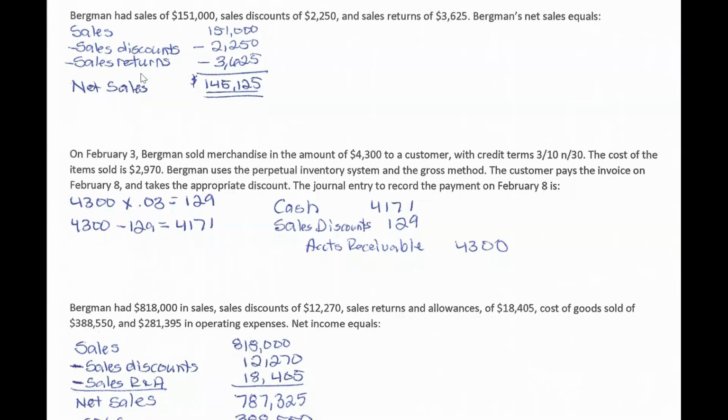Bergman had sales of $151,000, sales discounts of $2,250, and then sales returns of $3,625. What is Bergman's net sales? How you calculate your net sales is taking your sales, subtracting the sales discounts, and subtracting the sales returns. That will give you your net sales of $145,125.